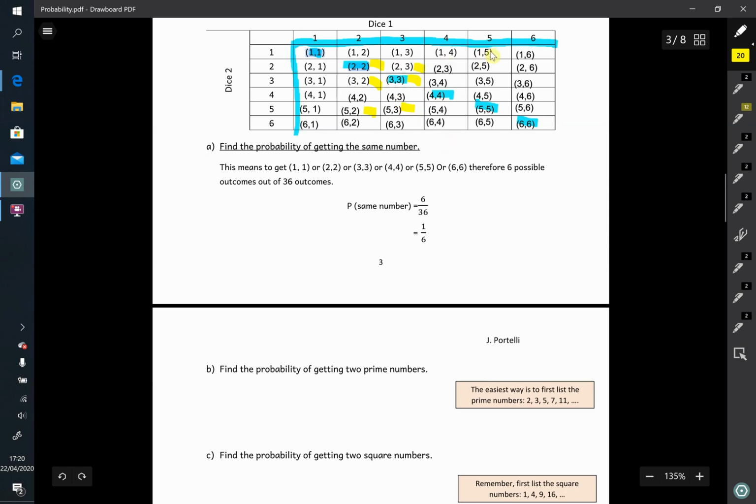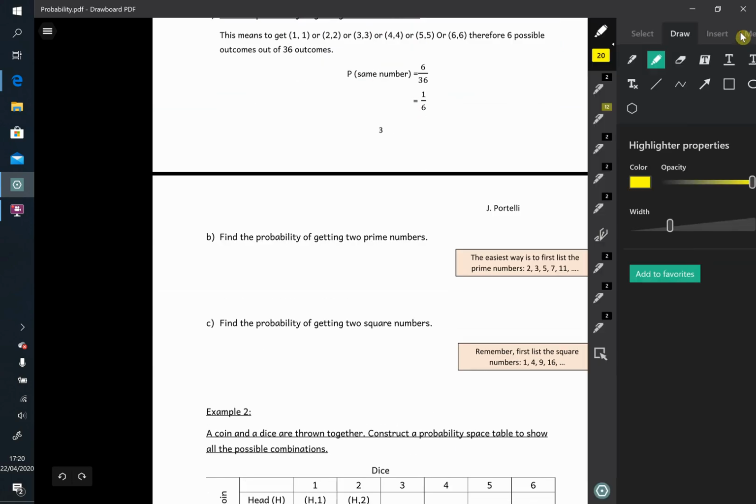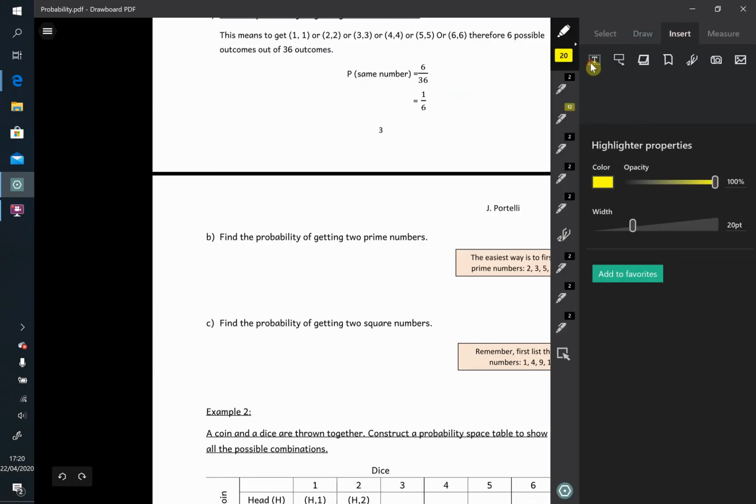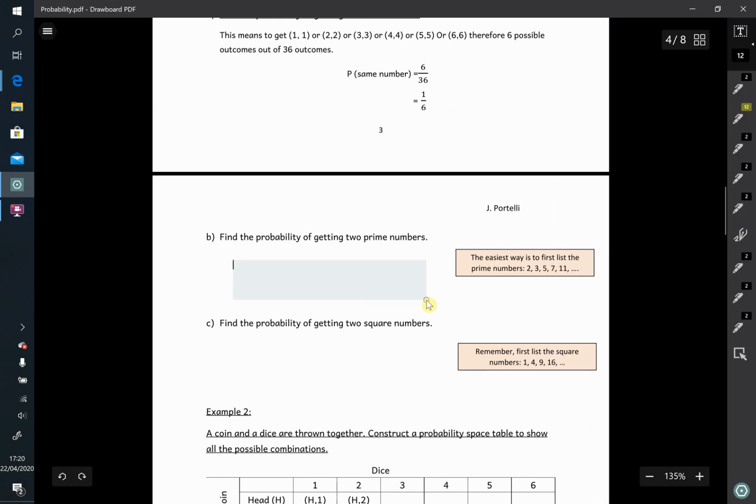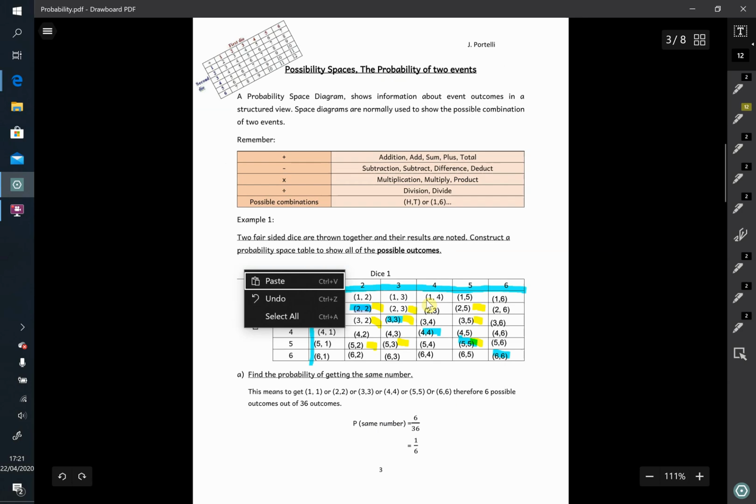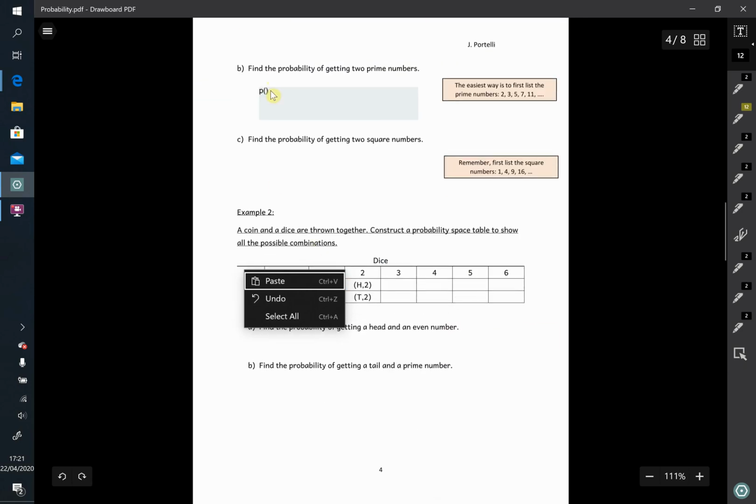Then we've got the 5. So 1, 5, no. 2, 5, yes. 3, 5, and 5, 5. So how many yellows do I have? 3, 6, 9. So over here, insert text. So what will we write? Probability. Okay. I want probability in capitals. And inside the brackets, I'm going to write down 2 prime numbers.